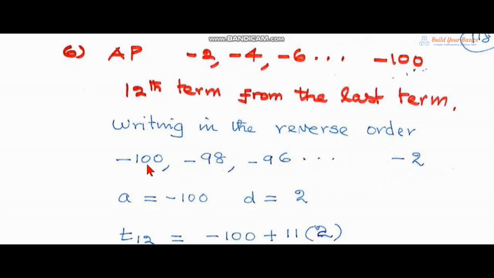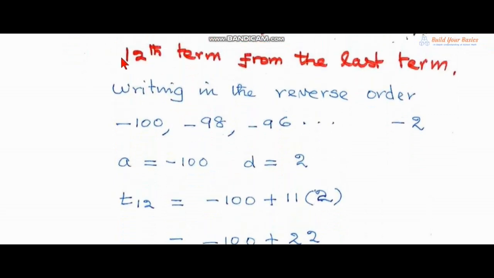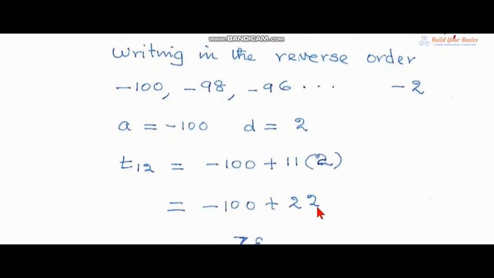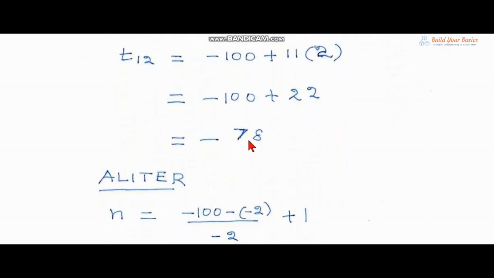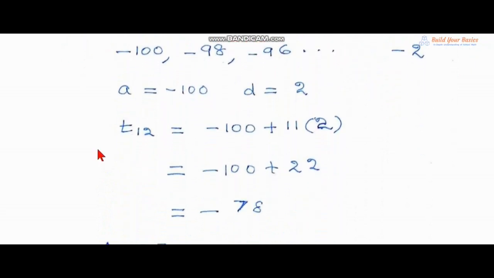Now the first term is -100 and the common difference is 2. We have to find the 12th term now. Since we have written the series in the reverse order, we have to find T12. What is T12? A plus n minus 1 D. That is -100 plus 11 into D. 12, so 11. 11 into D. What is D? 2. So -100 plus 22. That gives us -78. So the problem is done by writing the series in the reverse order and finding the 12th term.